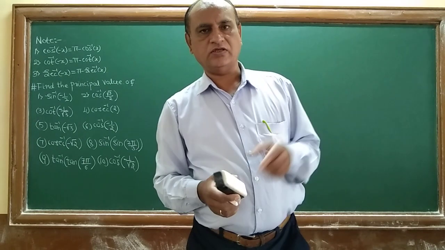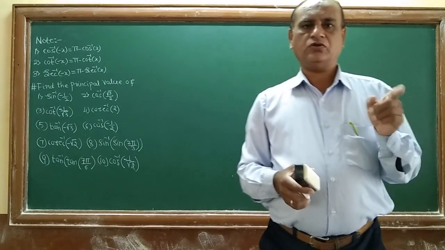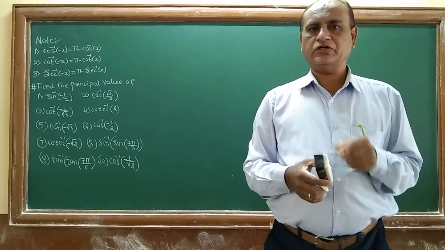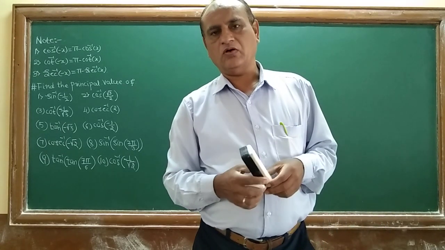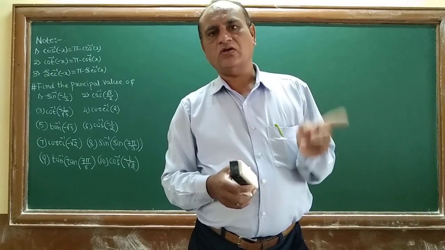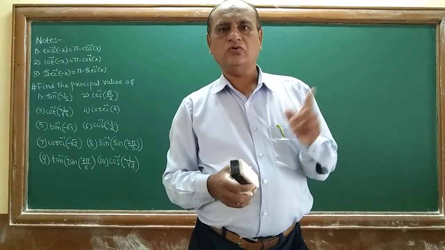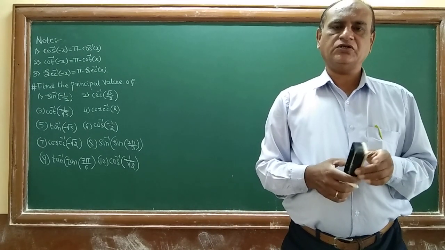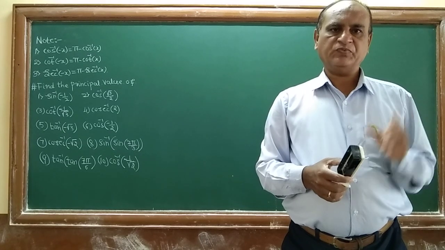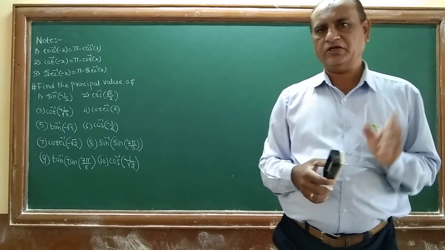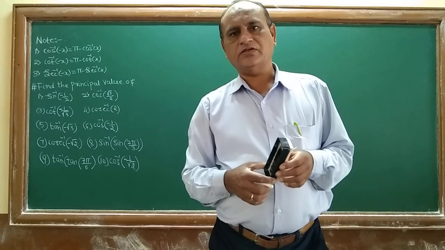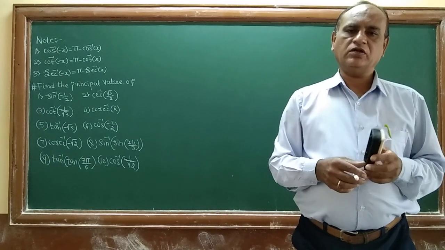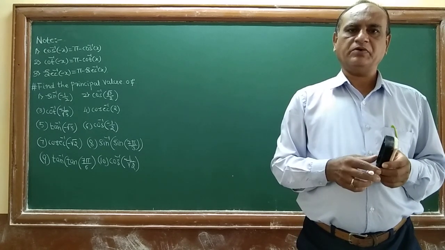First one is sine inverse x: domain is closed interval -1 to 1, and the range is closed interval -π/2 to +π/2. Cos inverse x: domain is closed interval -1 to 1, and the range is closed interval 0 to π. Tan inverse x: domain is real numbers R, and the range or principal value branch is open interval -π/2 to +π/2.